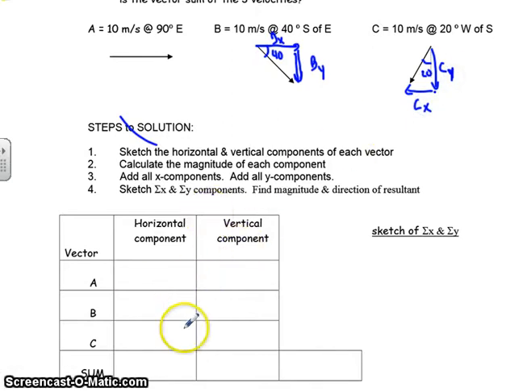So now let's use trig to find each component. Alright, so for A, it's all horizontal, so this would be 10 meters per second, and 0 for the vertical. For B, I'm going to call left to right positive. So I use my trig. The X component is the adjacent, so I'd say BX is going to be equal to 10, the magnitude of the vector, times the cosine of 40. When you work it out on your calculator, that's 7.6.